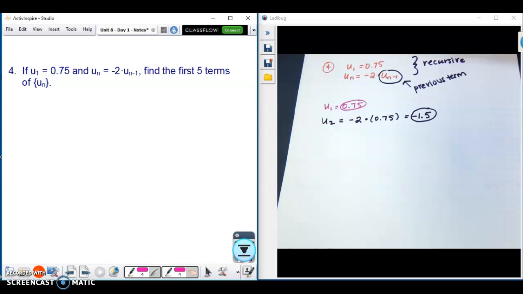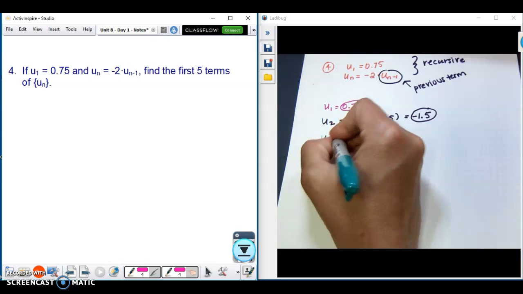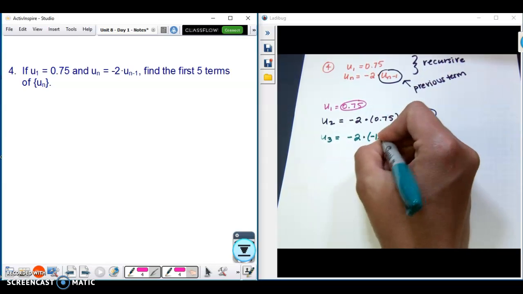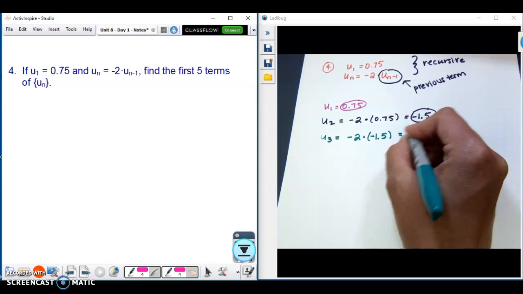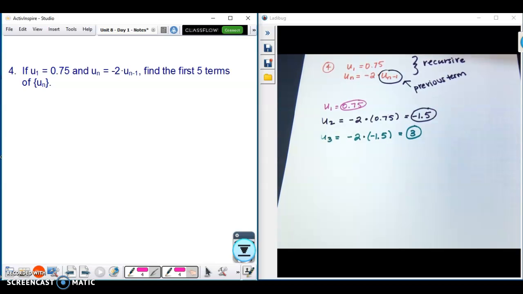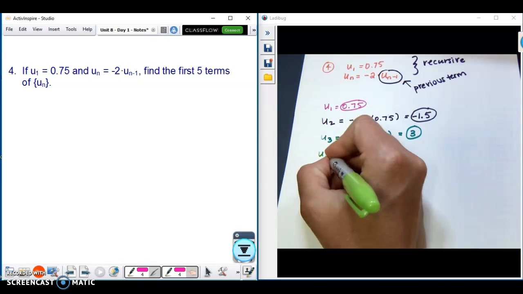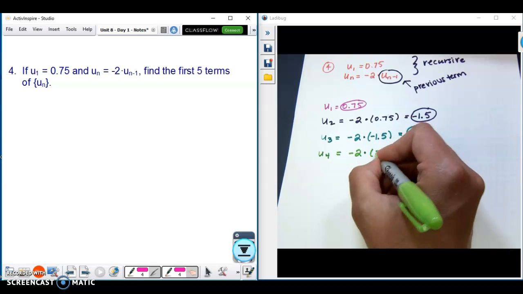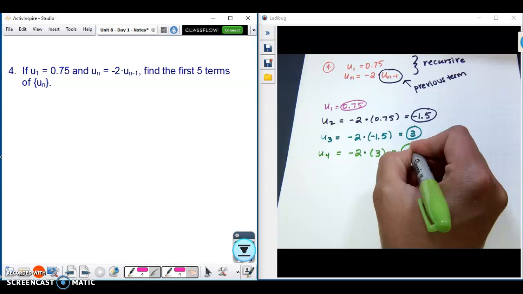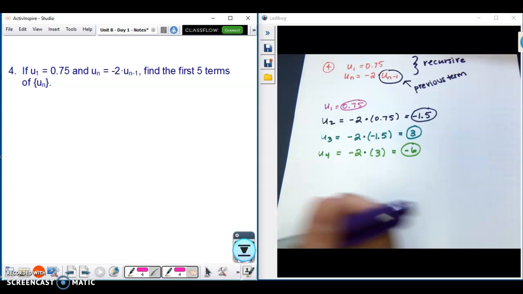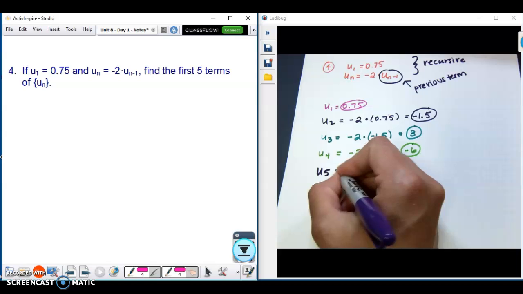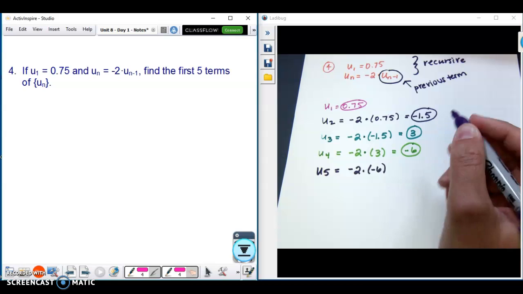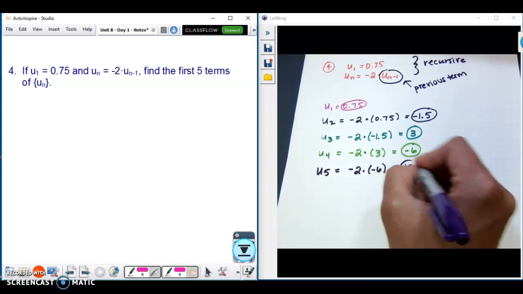So to get the third term, it's negative 2 times the previous term. Well, the previous term is negative 1.5. So that'll give us a positive 3. So then to get the fourth term, it's negative 2 times the previous term. Well, the previous term is 3. So that'll give us negative 6. And then for u sub 5, it's negative 2 times the previous term, which was negative 6. So that'll give us a positive 12.